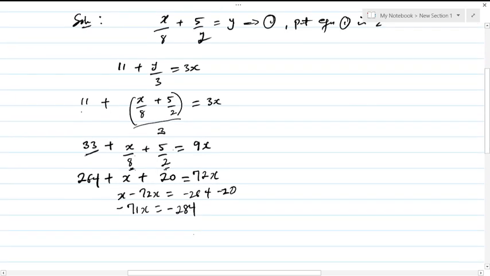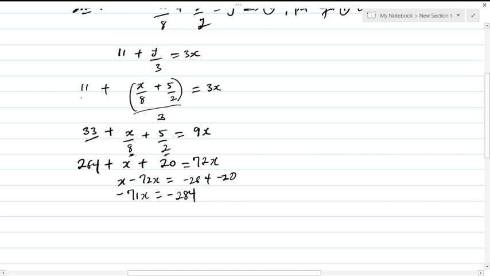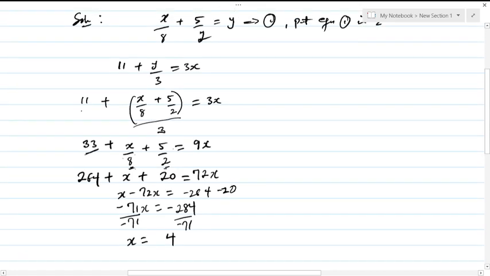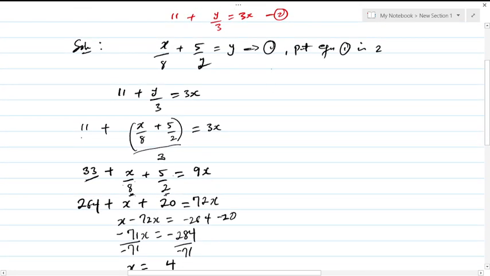So you have to divide both sides by minus 71. That is the coefficient of x. So dividing both sides by the coefficient of x, that will be 284 divided by 71. So our x is equal to what? 4. So with this value now, we can get the solution for y. Is that clear? All right.